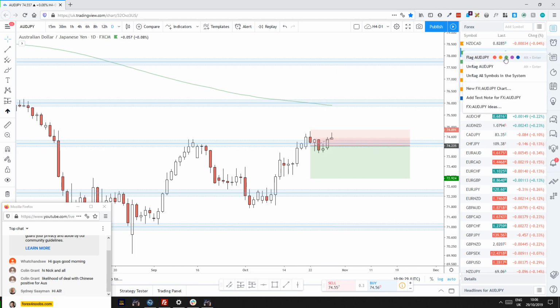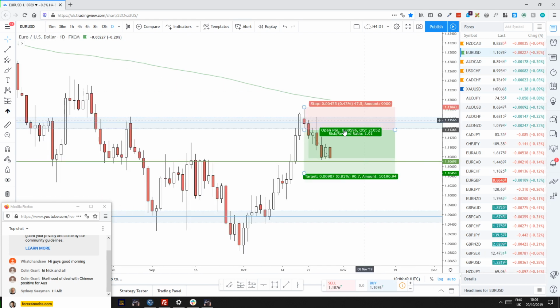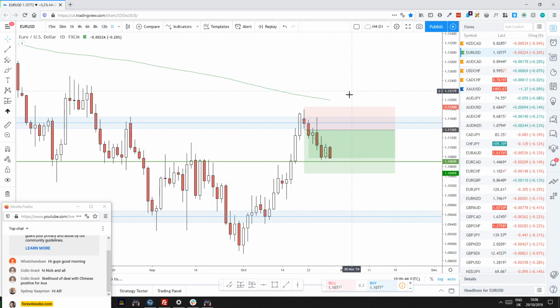So yeah, just going to drop this one to here. EURUSD. Now this one's a bit of a different story. I didn't get in this one personally, but I shared this trade with you guys. I know some of you got in. It's moving quite well. Obviously, hold on to this one. There's no reason to close this one out.